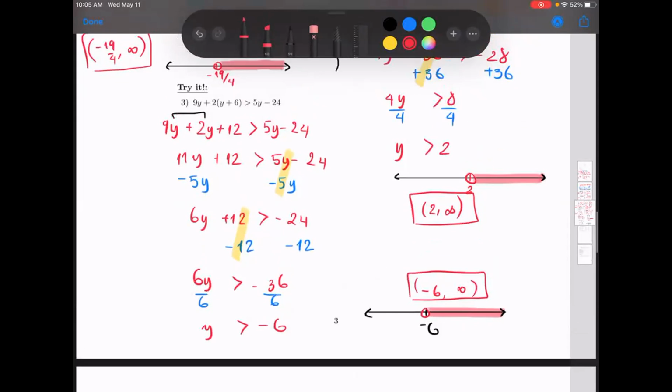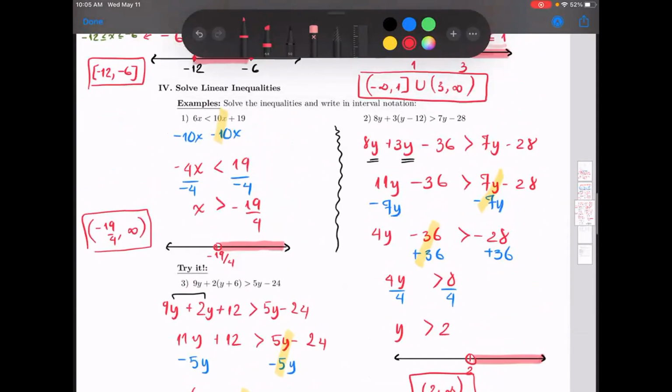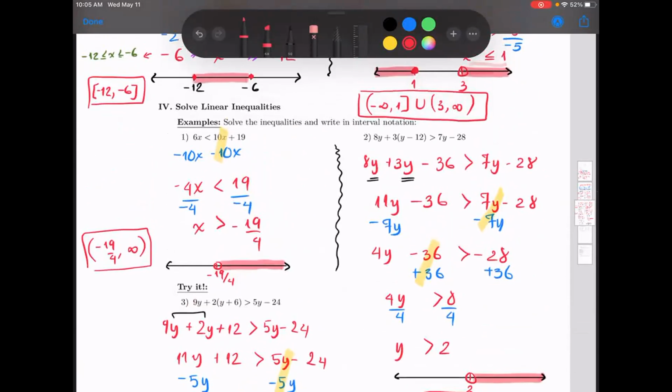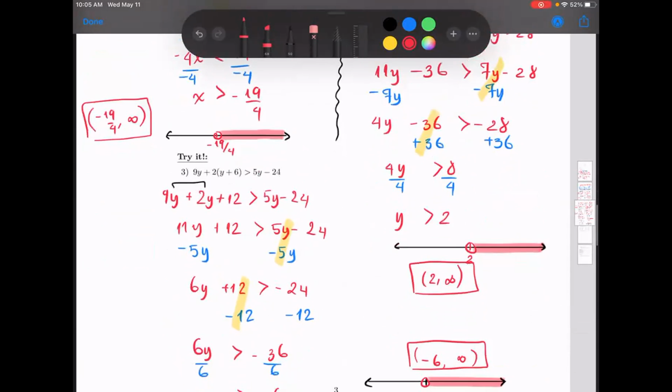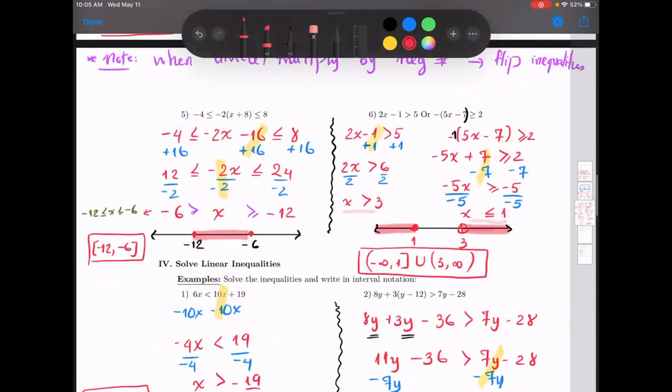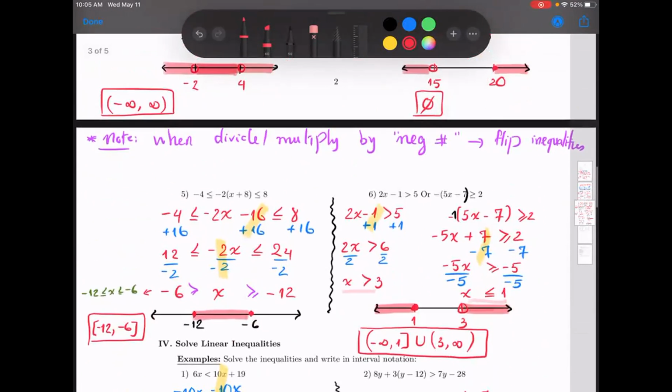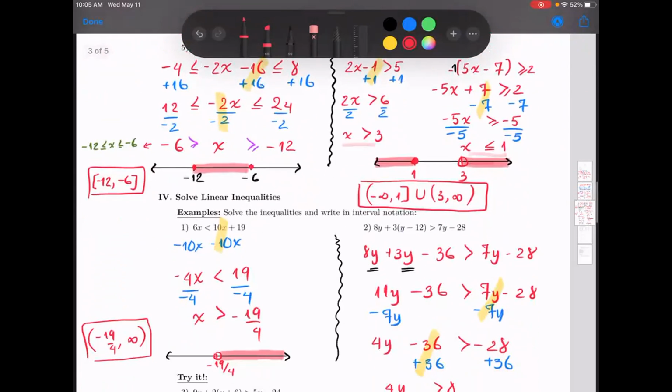Do you like this better than the compound one? Which one do you feel more of a flow with? This one, right? 'Cause it's similar to an equation. Just be careful when you divide or multiply by a negative number. Yeah, the compound ones, they're not bad. It's just remember, 'and' means something in common, or 'and' means together.